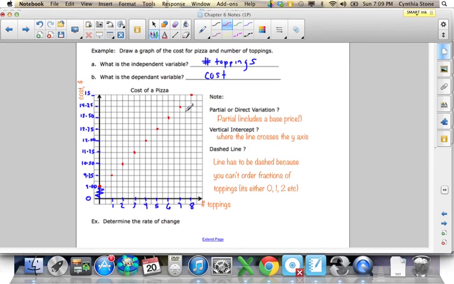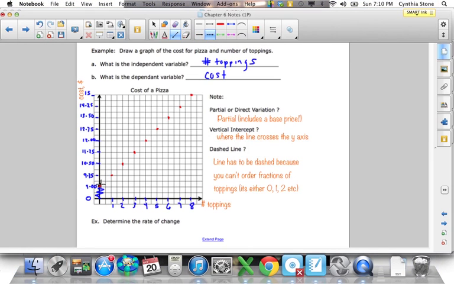Okay. So I drew my graph. I can now add my line. Oh, here's another one. Dashed or not. The line has to be dashed because I can't get 1.5 toppings, or 1.2 toppings or something. It has to be a multiple, right? So I have to draw it with a dashed line because the in-between points don't really count. Okay, so there's my line. Notice my points aren't perfect, and that's okay. It's just hard to get it absolutely perfect.